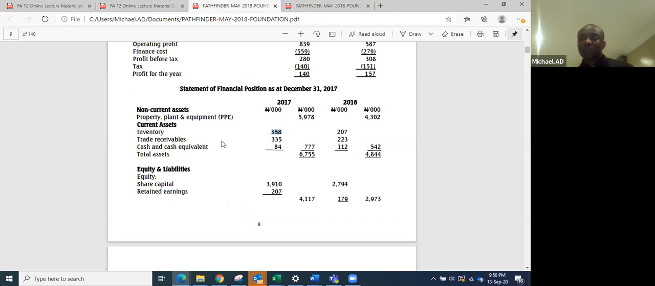For your trade receivables, you have 223 and you have 335. It's also an increase. The difference between the two, you less. You ask me, why are we not touching cash and cash equivalents? Because that is what we are defining. That is what we want to determine: how we went from 112 to 84. So we won't be touching our cash and cash equivalents. Basically, like I said, the working capital movements involve inventory, trade receivables, and trade payables.